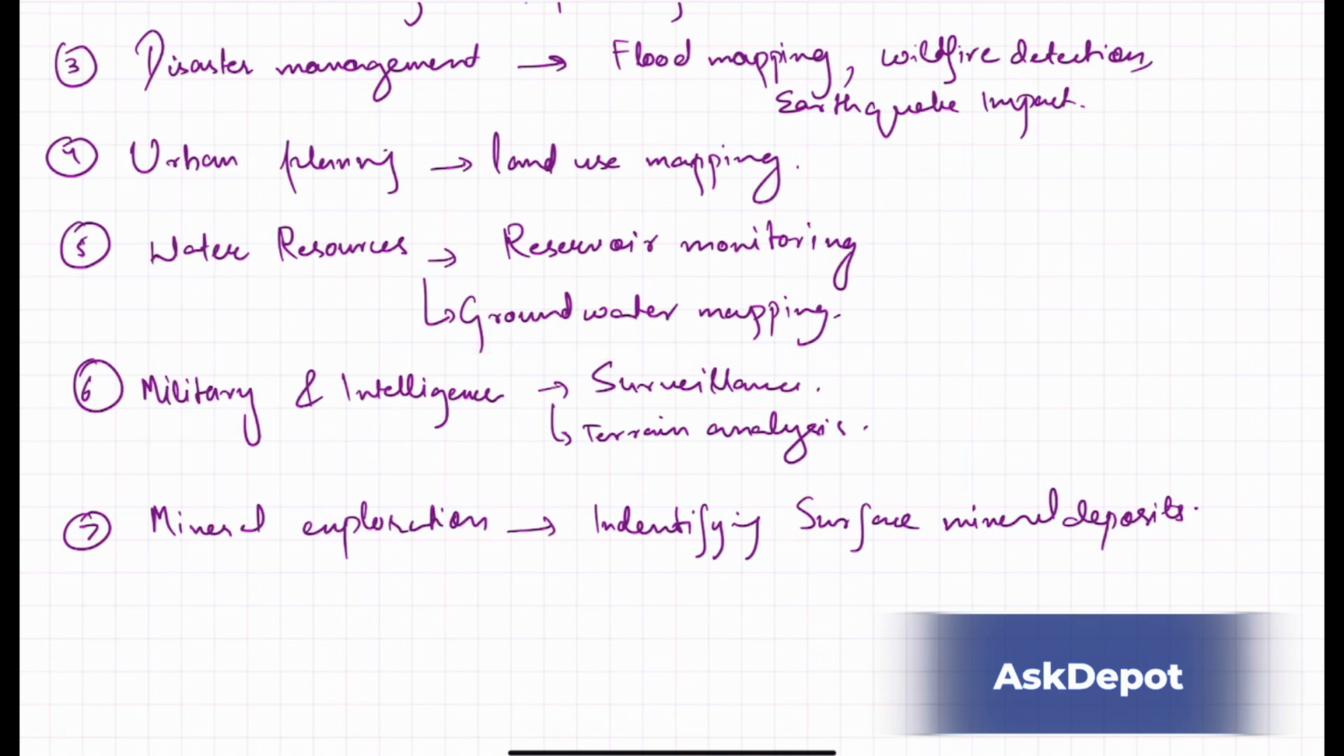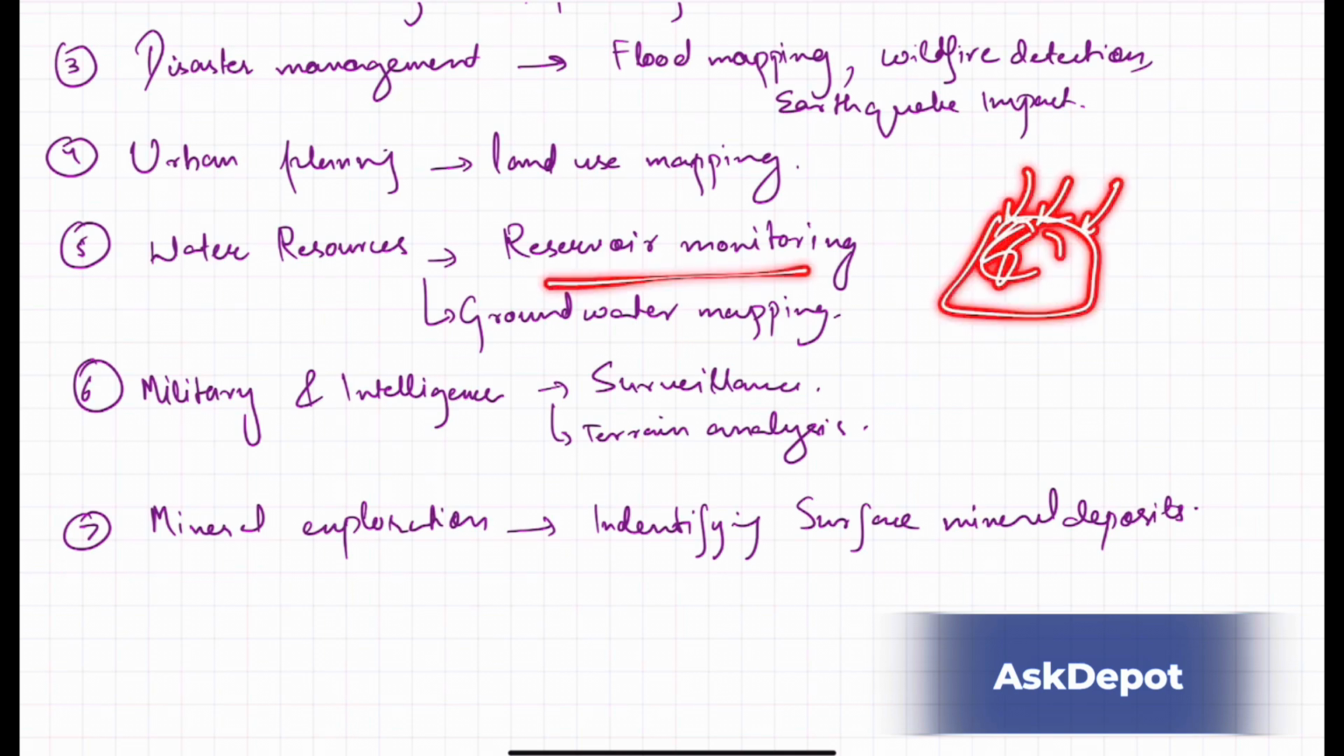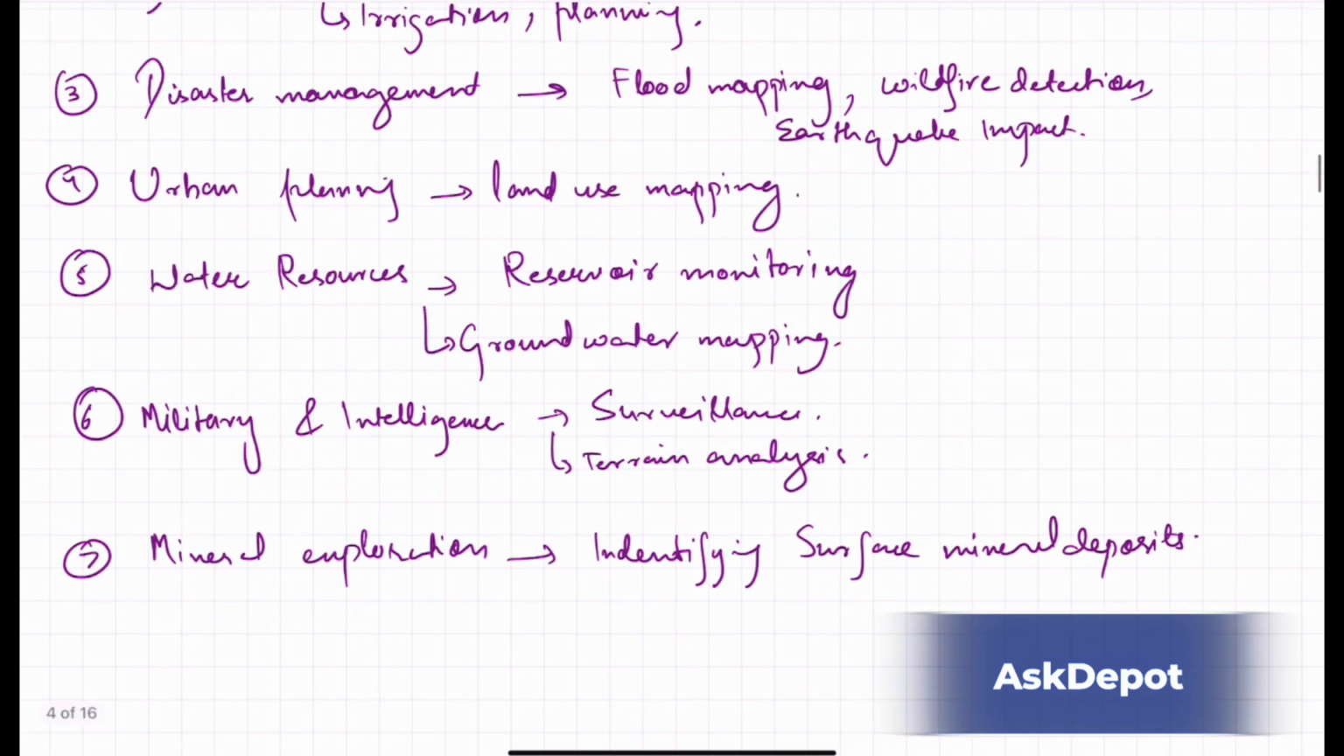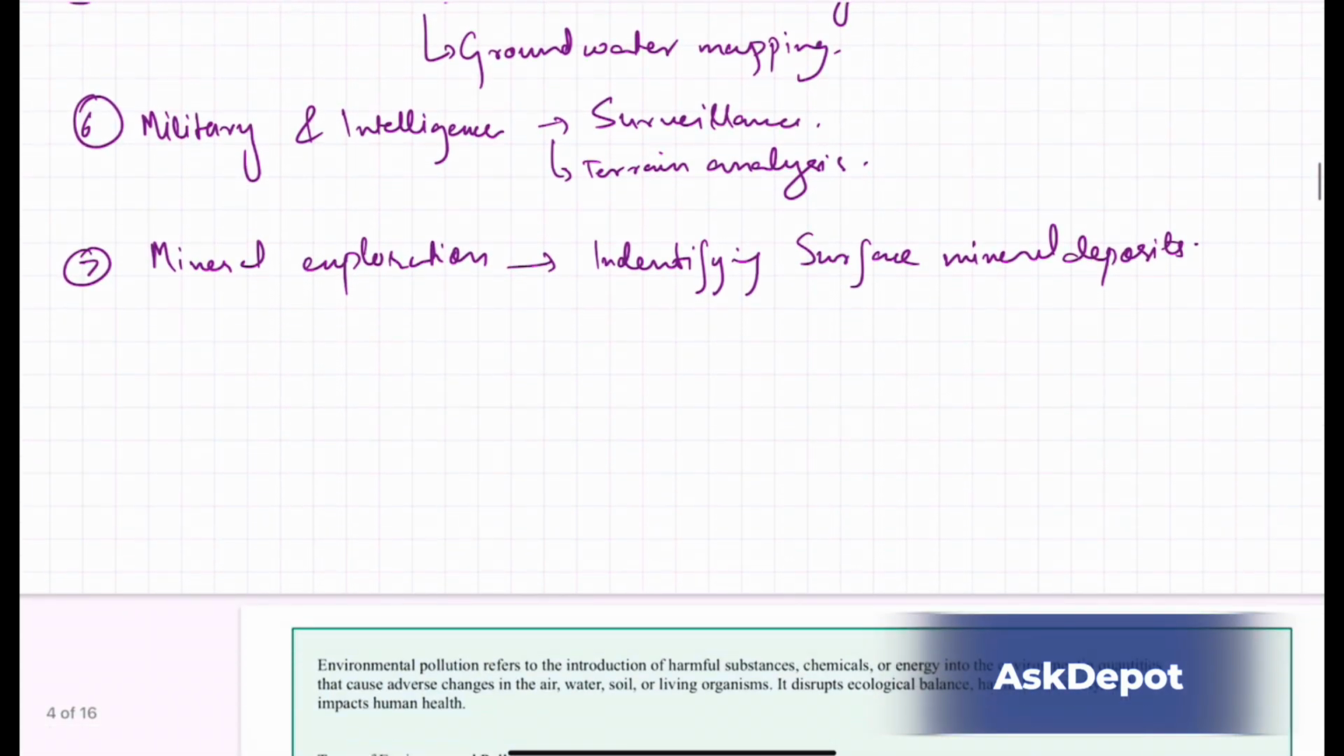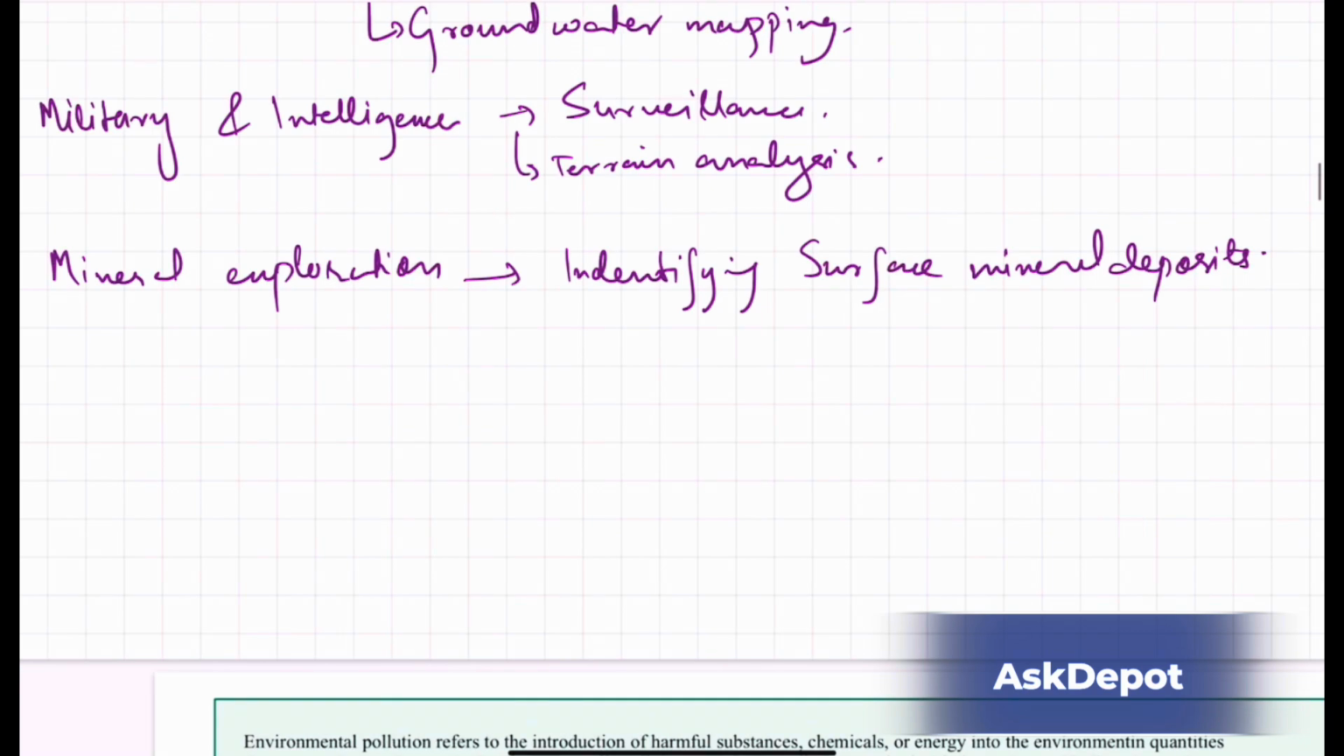I hope you are understanding these points. Reservoir monitoring is, for example, when there is a reservoir somewhere, and we monitor whether it is shrinking or expanding. So this is one of the applications to observe water resources. Then there are military and intelligence applications, which include surveillance and terrain analysis. There is mineral exploration using remote sensing, as well as identifying surface mineral deposits.